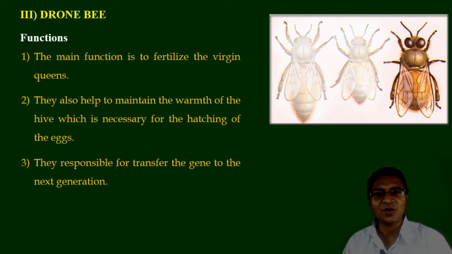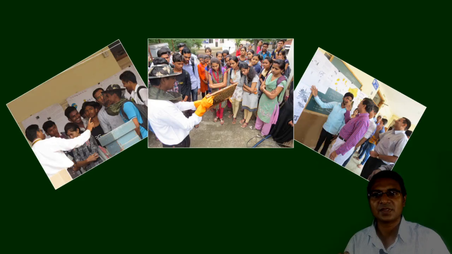The drones roam around the colony, and when they are present in the colony, continuous beating of the wings is observed, and that beating is very helpful to maintain the temperature, which is useful for hatching the eggs also. They are also responsible for transferring genes to the next generation. From one generation to the next, they transfer genes when they fertilize the queen.